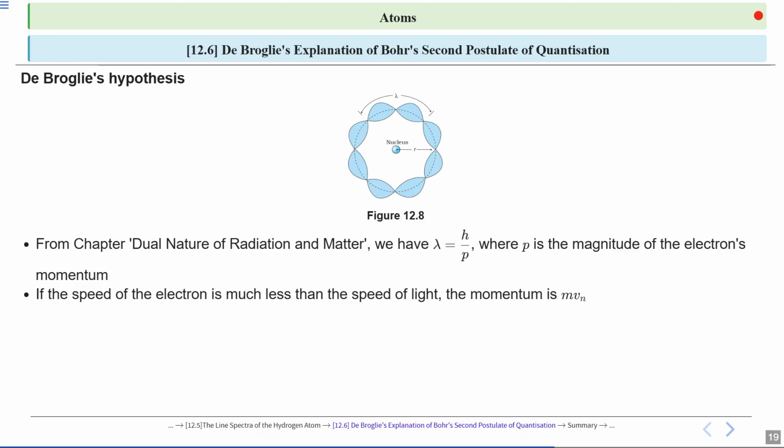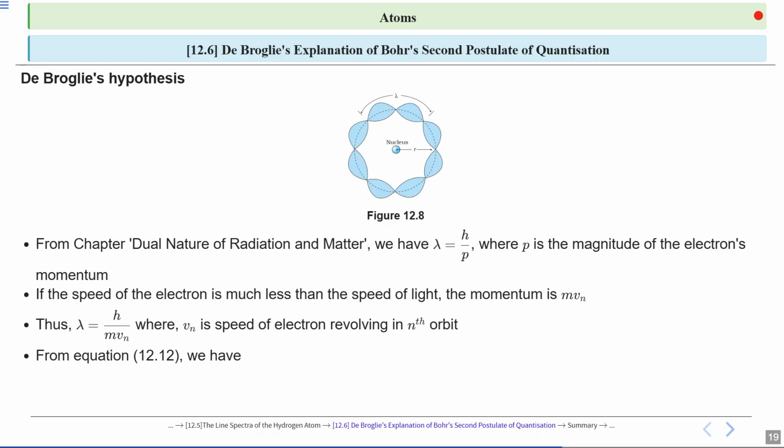If the electron speed is much less than the speed of light, we can use the classical formula for momentum, which is mass times velocity. So the momentum p becomes m times vn, where m is the mass of the electron in kilograms and vn is the speed of the electron in the nth orbit measured in meter per second. Substituting this value of momentum into our earlier formula, we get lambda equals h divided by m times vn, where vn is the speed of the electron in the nth orbit. This equation shows us that the faster the electron moves, the shorter its wavelength will be.